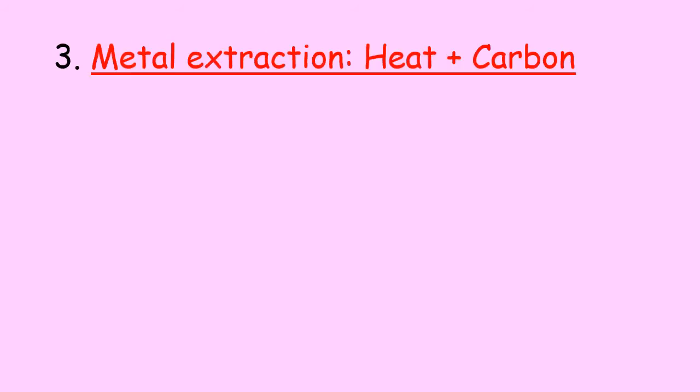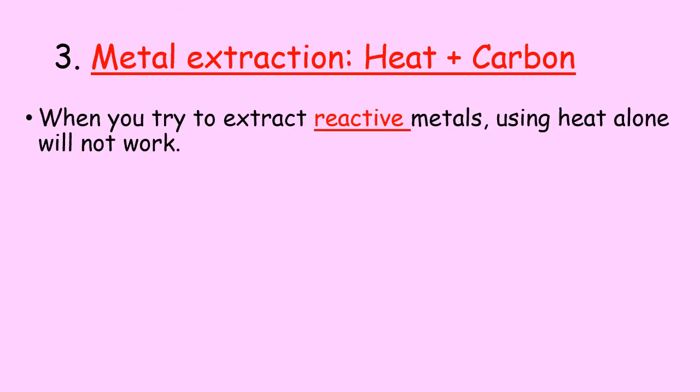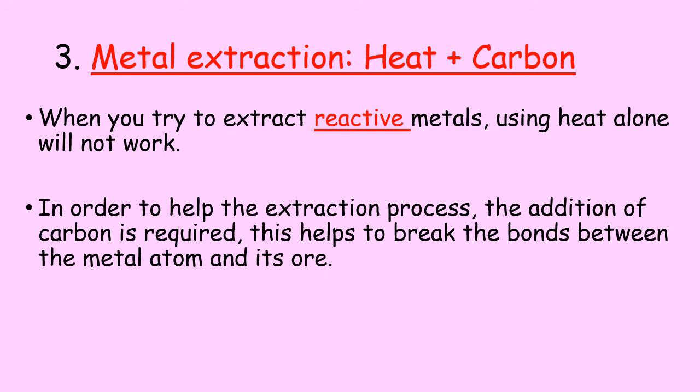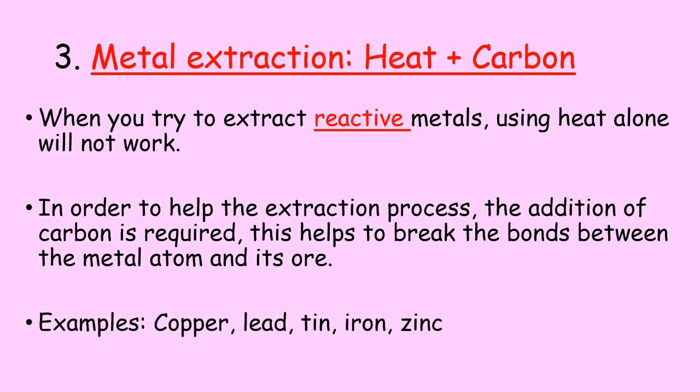The next method for more reactive metals is to use heat, but to also add in carbon. So when you try to extract reactive metals, heat on its own will not work because the bonds between the metal and the other elements in the ore are just too strong for heat alone to work. What you add is carbon, and carbon will help to break the bonds between the metal and the other atoms. And examples of metals for which you can use heat and carbon are copper, lead, tin, iron, and zinc.